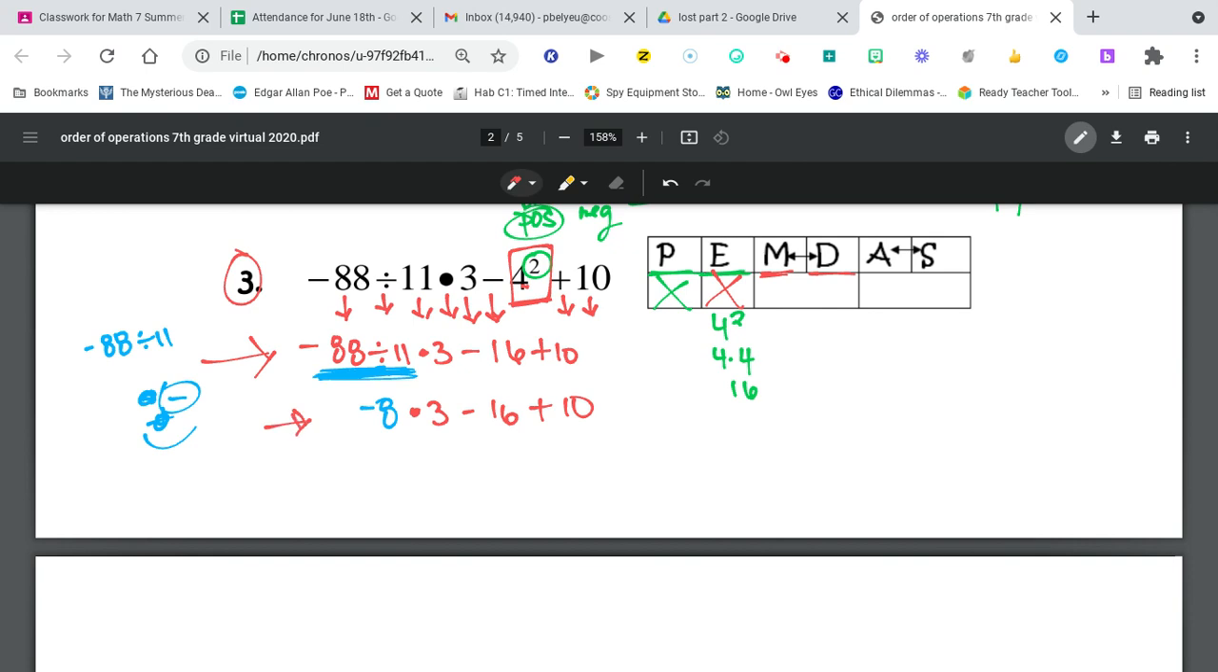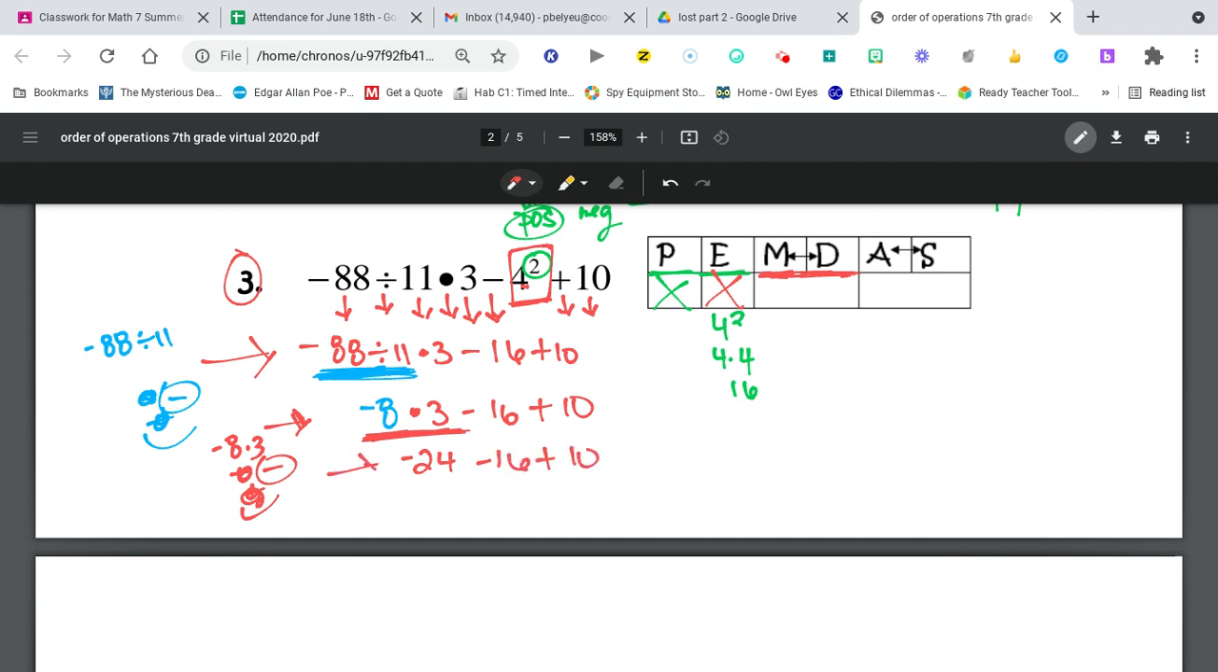Now I'm going to look at this and still check to see if I see any multiplication or division. I may not see division, but now I see multiplication, so I'm going to take care of that part. Negative 8 times positive 3 is negative 24. So I get to replace both of these numbers with negative 24, because both of those numbers multiplied together equal negative 24. I don't have to keep both of those numbers anymore. I just change it to negative 24 because that's what it equals. And then I'm going to bring down minus 16 plus 10.